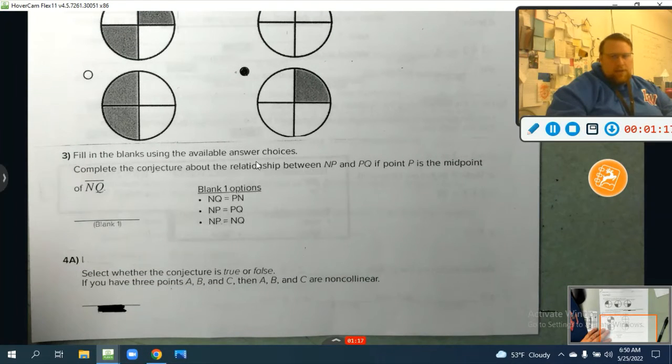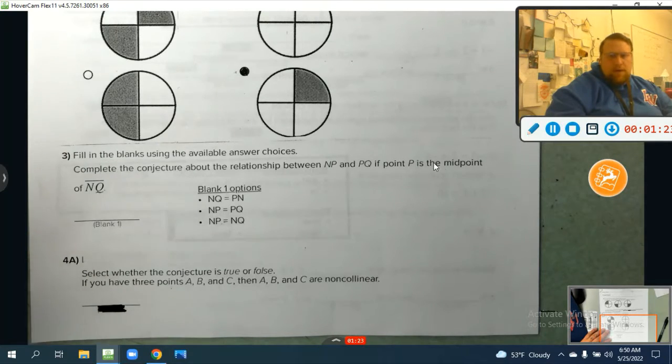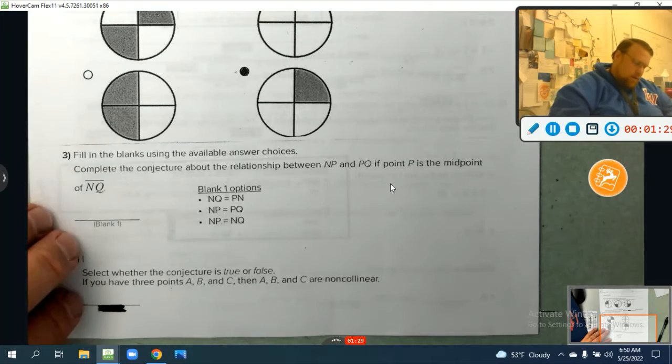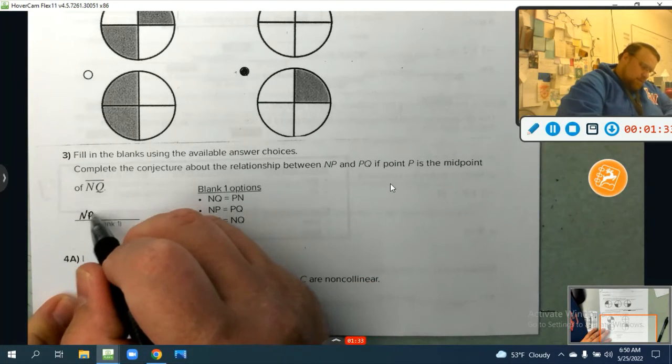All right, let's look at 3. Fill in the blanks using the available answer choices. Complete the conjecture about the relationship of NP and PQ if P is the midpoint. Well, P is the midpoint of NQ, then NP equals PQ, right? Let's find that one. NP equals PQ. Boom.